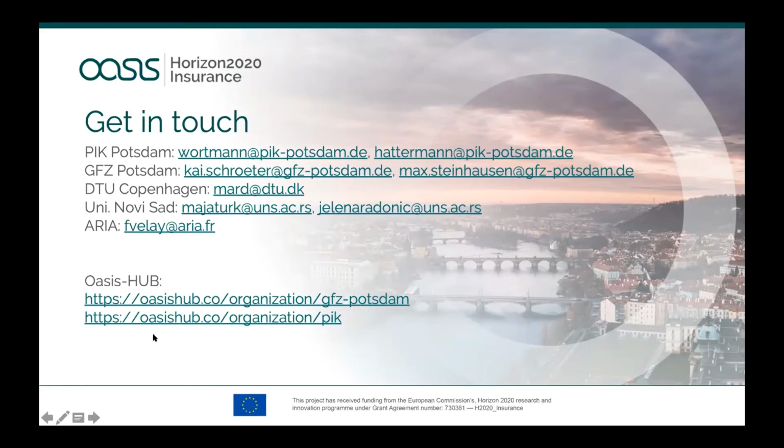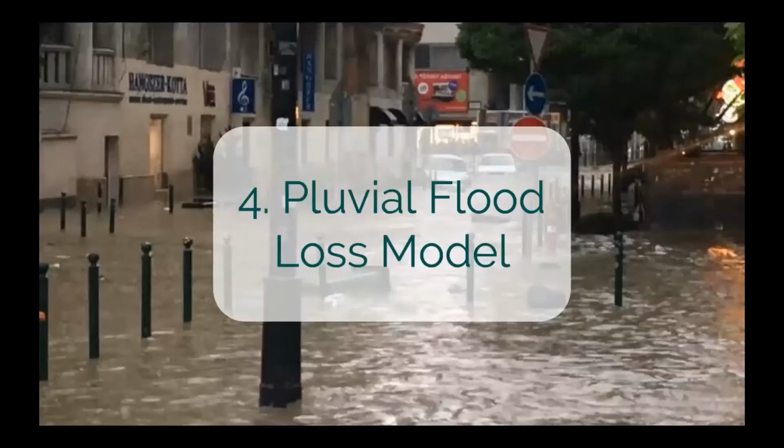So, Michel, if I could ask you, a question has come through. The DTM resolution is 25 m. I presume that's meters. Isn't it too coarse for urban areas? How have you validated your results? So I'm guessing this is referring to the pluvial flood loss model, or the pluvial loss model.